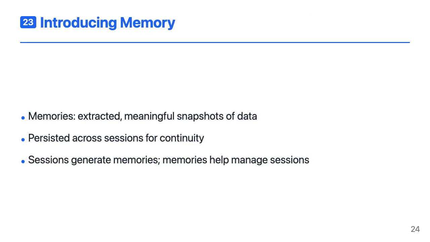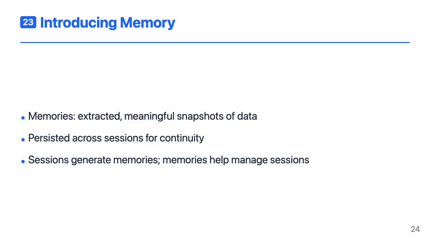Memory in this paper means extracted knowledge, not just the raw transcript. A memory is a distilled snapshot, a summary, a fact, an entity, or a preference pulled out of a noisy data source, like a conversation or a document. These memories are stored across sessions, so the agent can provide a continuous, personalized experience over time.